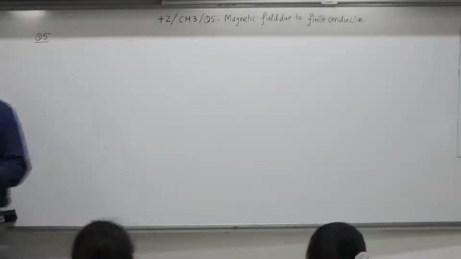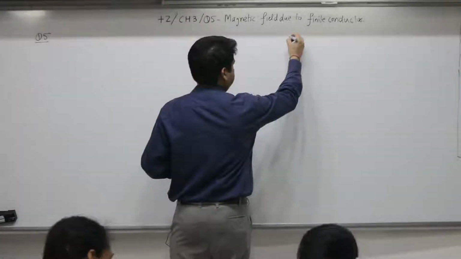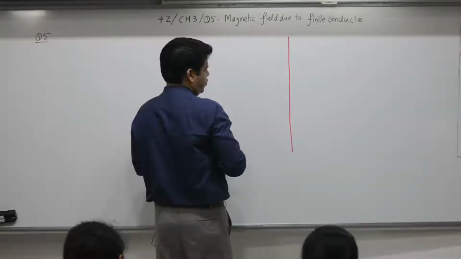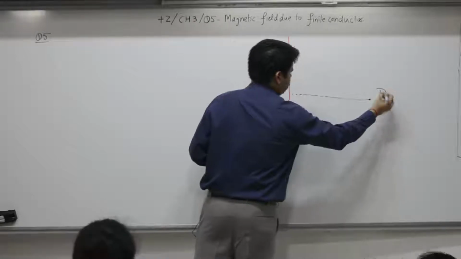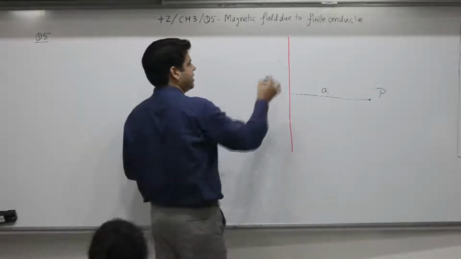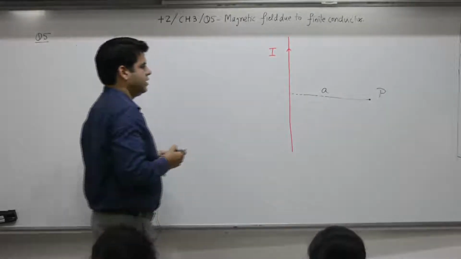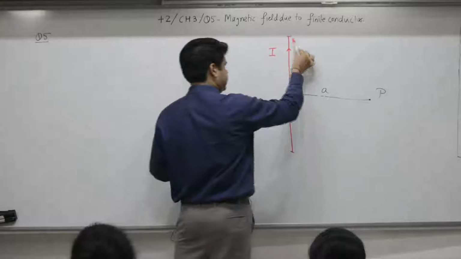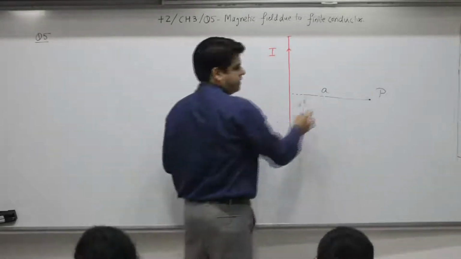So there is a wire of certain length. You have to find out the magnetic field at point P, which is at what distance? Yes, the perpendicular distance of point P from the wire is A. The current carried by the wire is how much? I, and the upper end and the lower end extend certain angles phi 1 and phi 2, to be written at the end of the derivation.